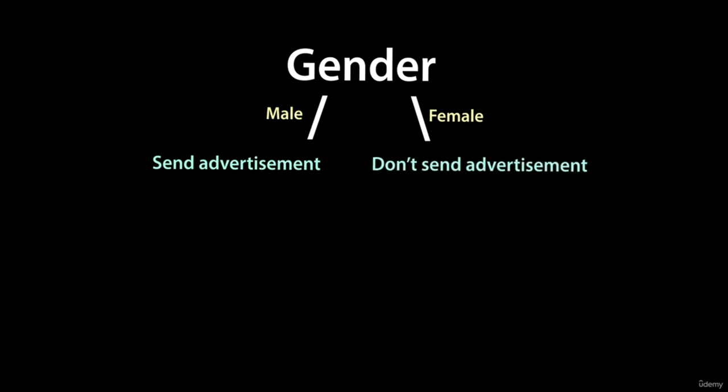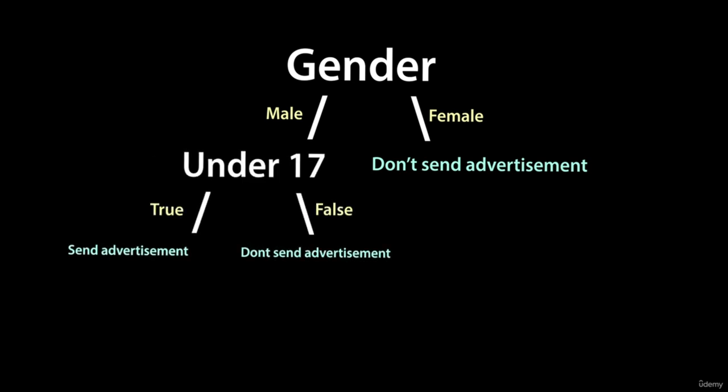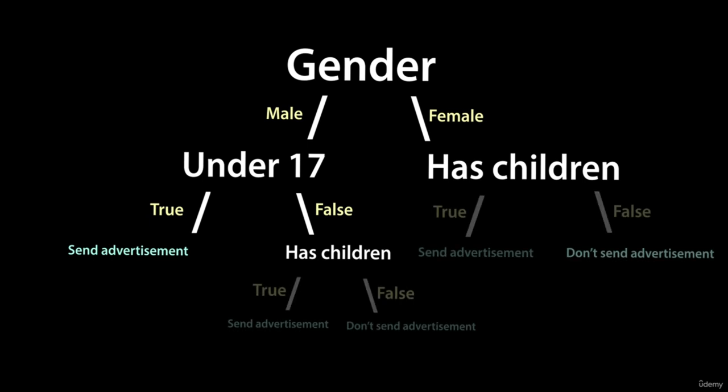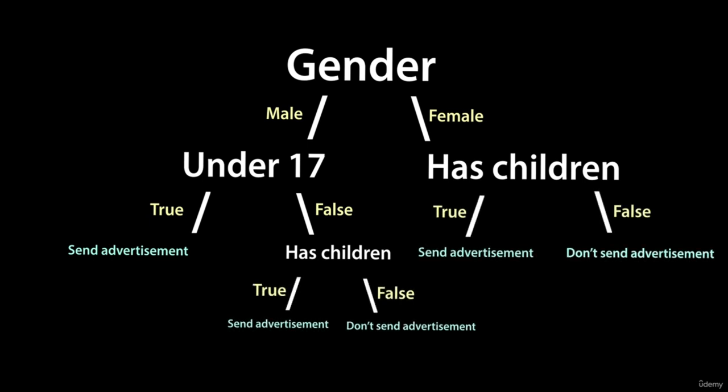Now, the executive does not want to market to every single male on the planet, but instead wants to create focused, targeted advertisements. So they go a step further by looking at whether a male is under 17 or over 17 before sending an advert to them. To add to this, the executive designed the tree so that if a male is over 17 or if the person is female and they do have children, they would also receive targeted ads.